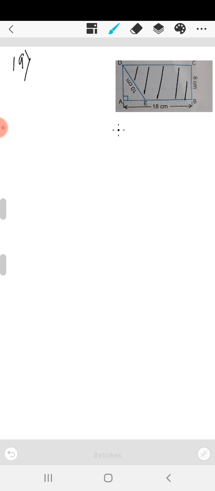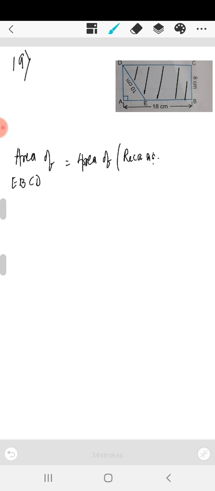To find this area, we are going to use a formula. I'll write it as area of EBCD is equal to area of rectangle minus area of triangle ADE. Area of rectangle minus area of triangle ADE.